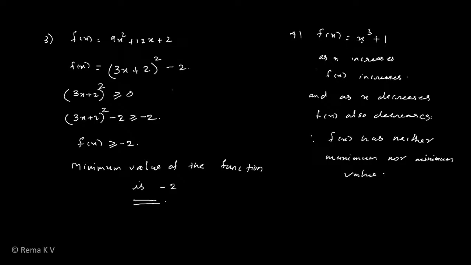If we take negative values for x, that is if we are moving towards the left of the number line, then x cube becomes smaller and smaller. X cube plus 1 also becomes smaller and smaller, and it tends to negative infinity. And if we move towards the right of the number line, giving larger and larger values for x, then f of x tends to positive infinity. F of x also increases if we take x as positive. So f of x has neither maximum nor minimum value.